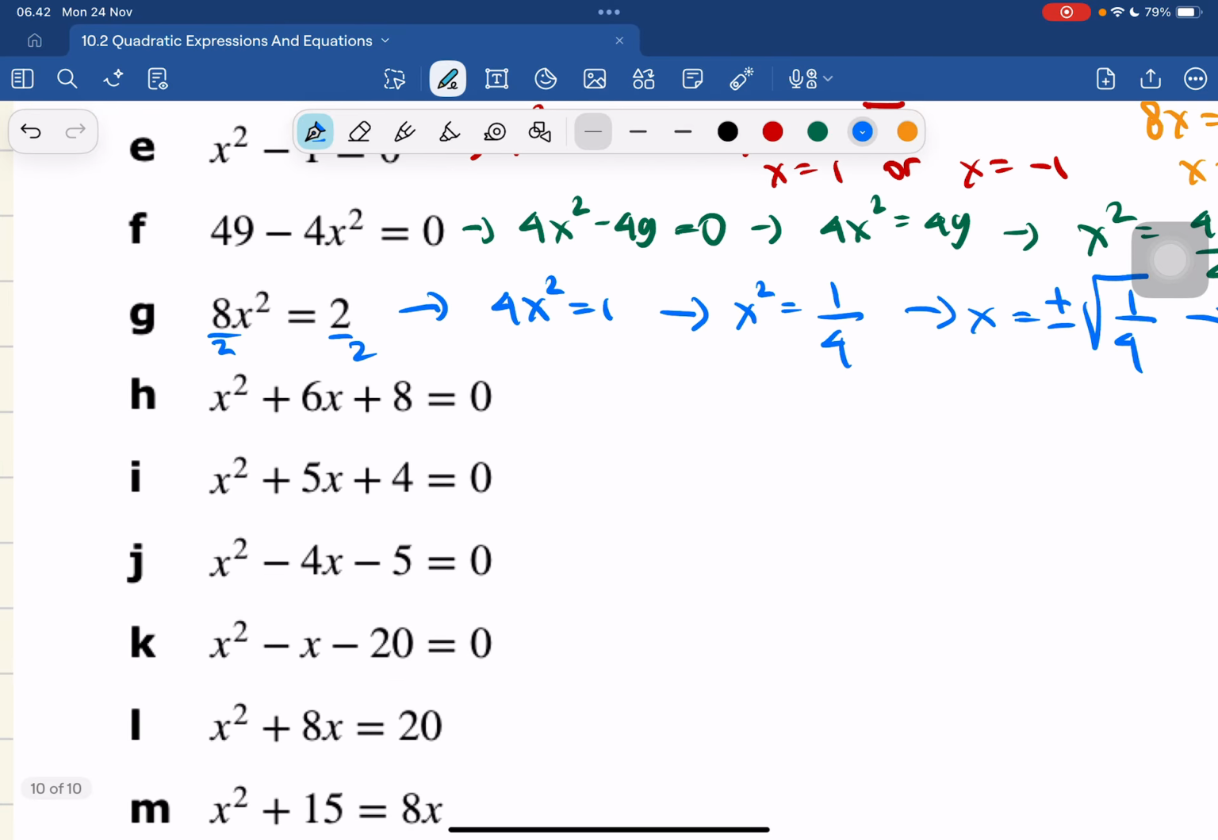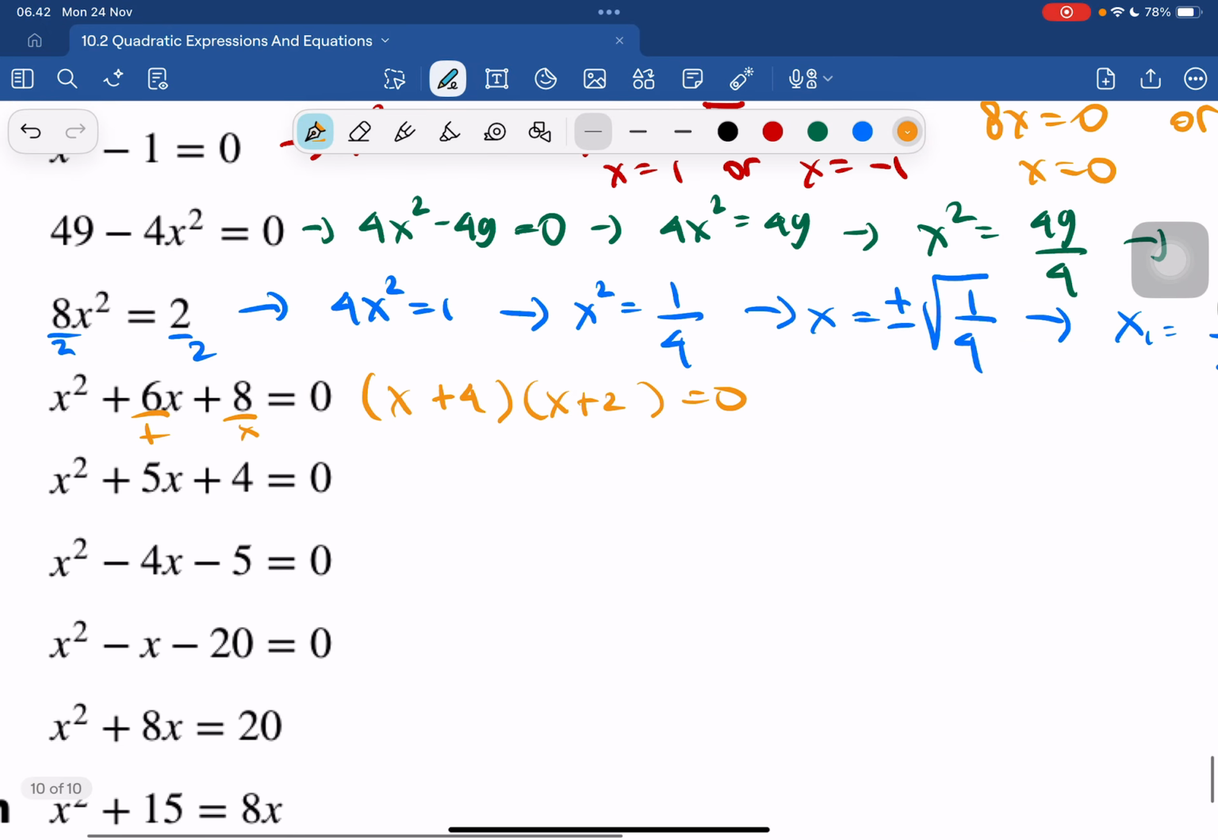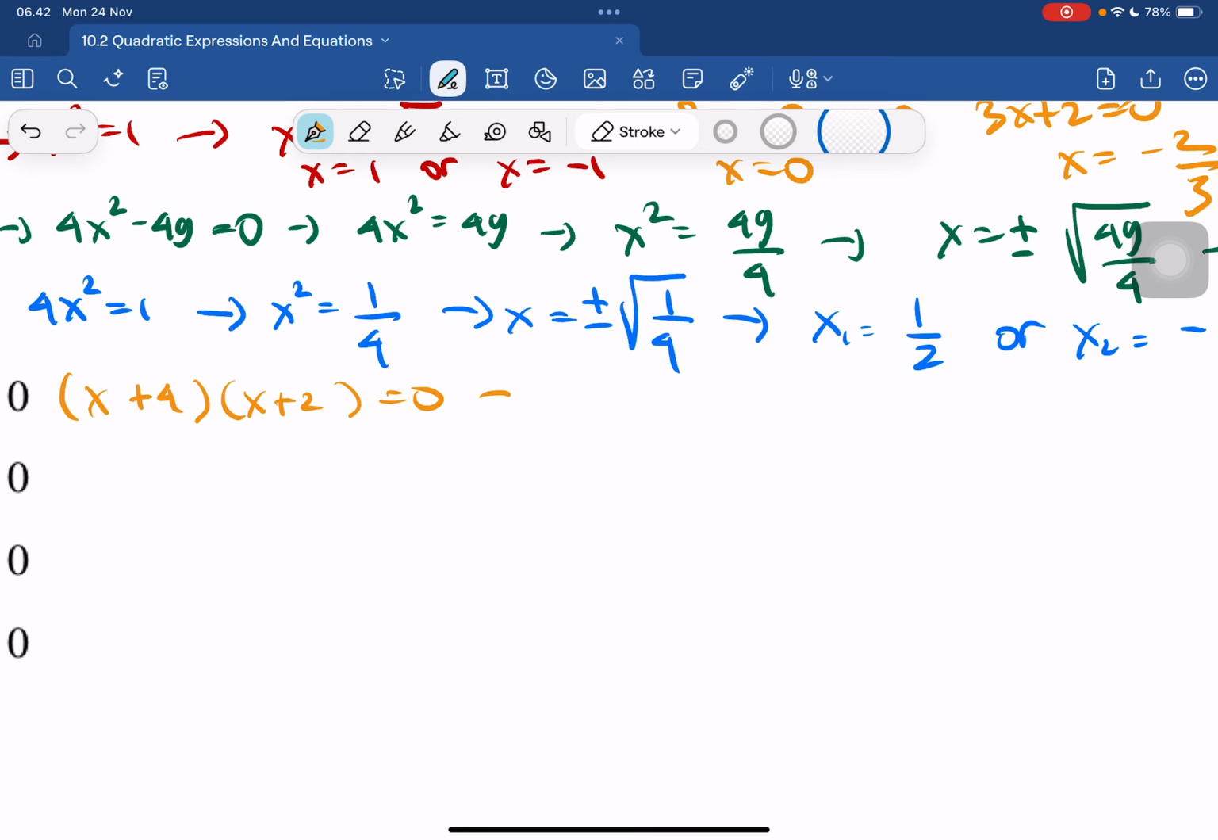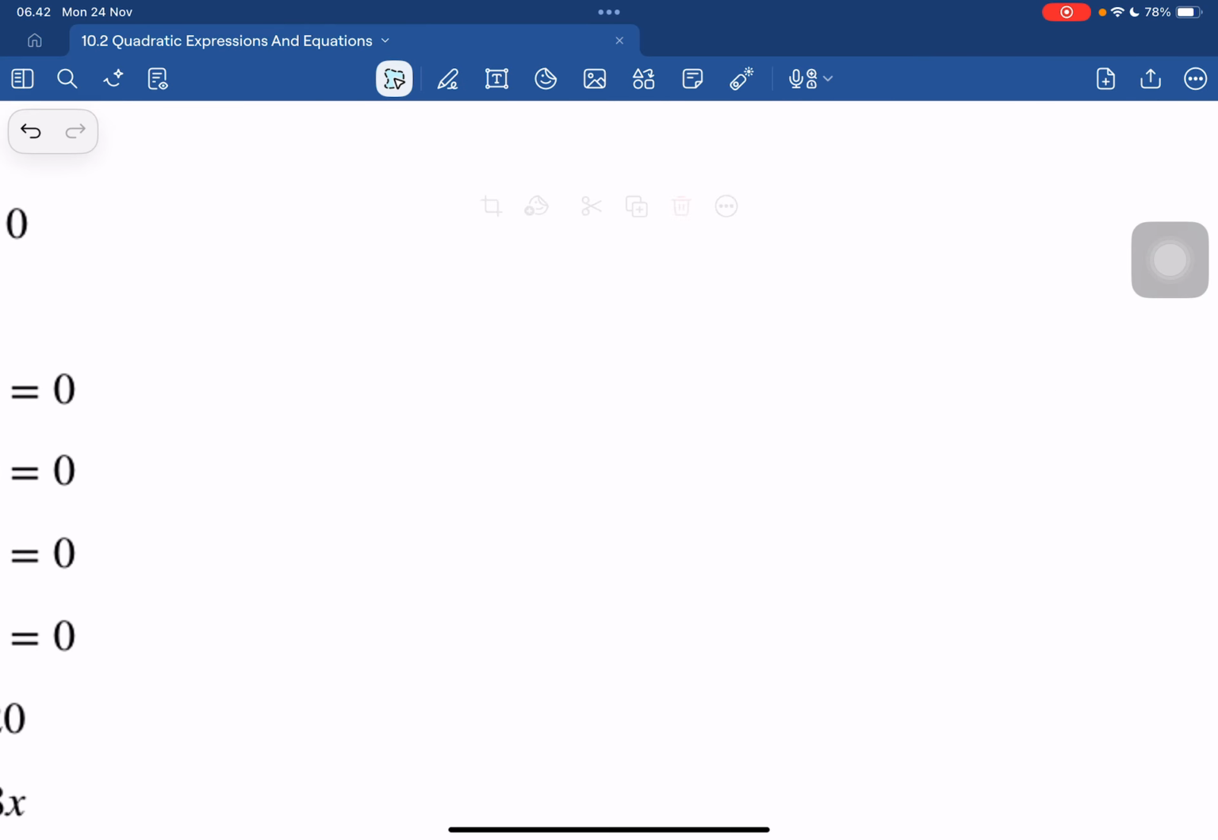Okay, here we need to think of two numbers. x equals 0. So what numbers, when we multiply, equal 8, and when we add, equal 6? Okay, we got it: 4 and 2. So first x, so we get x plus 4 equals 0. So x equals minus 4, or x plus 2 equals 0. So x equals minus 2.